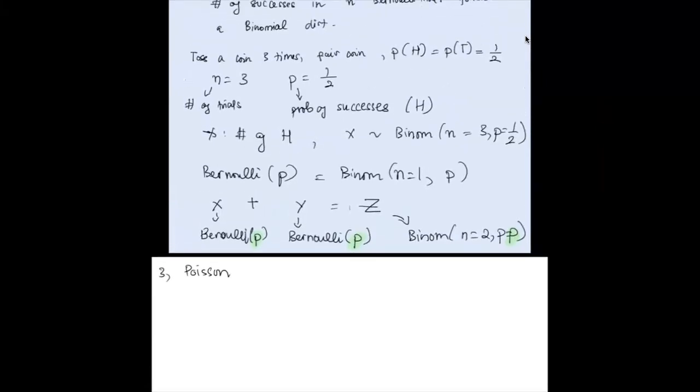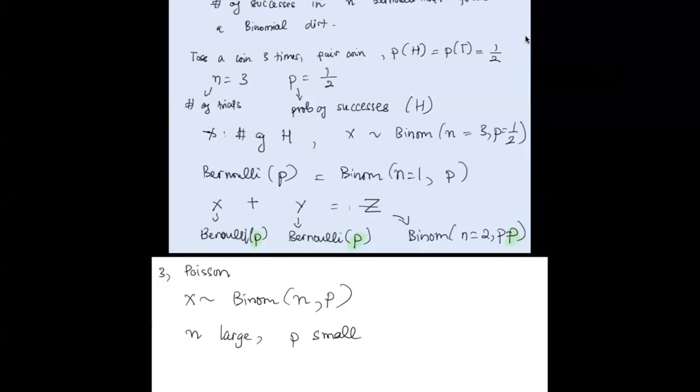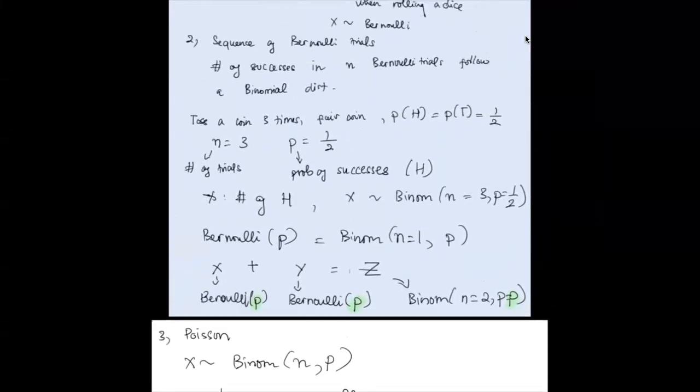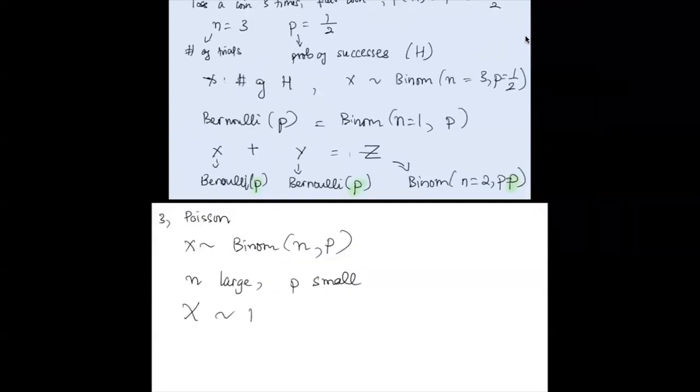Because when you have X following a binomial distribution with n trials, and probability of success is p, when n is large and p is small, how large and how small, I believe you covered that in the lecture, then you can have X approximated by a Poisson distribution with parameter lambda equal to n times p.